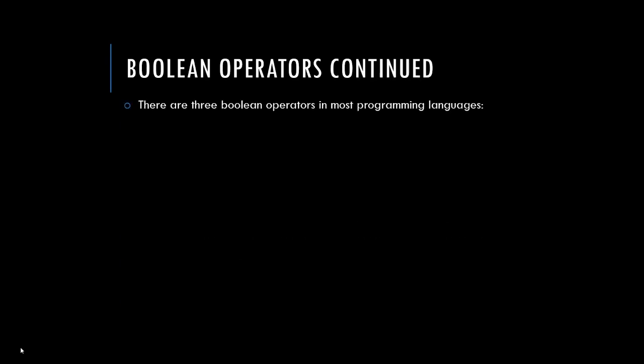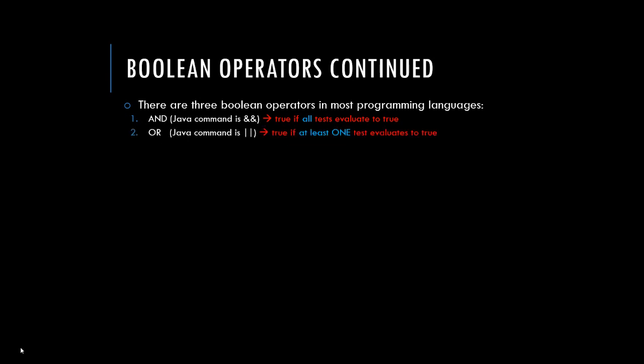There are three Boolean operators in most programming languages. There's AND, which in Java is two ampersands, the two symbols that are above the 7 key on your keyboard. And this will be true if all of the tests evaluate to be true. So everything that follows on either side of that AND command has to be true for the entire condition to be true. There's also OR, which is the two vertical lines that are above your Enter key, Shift and then pressing that key.